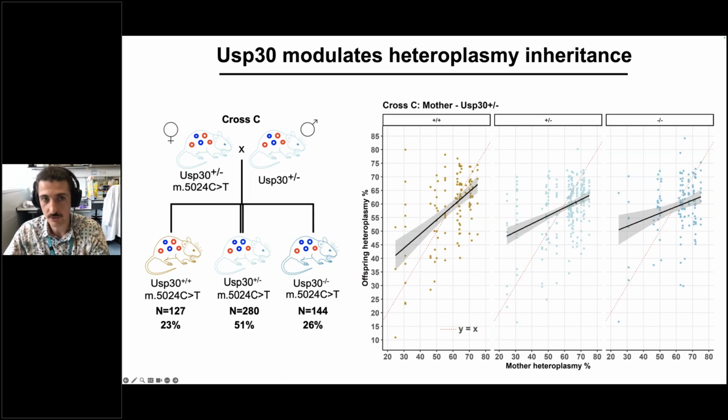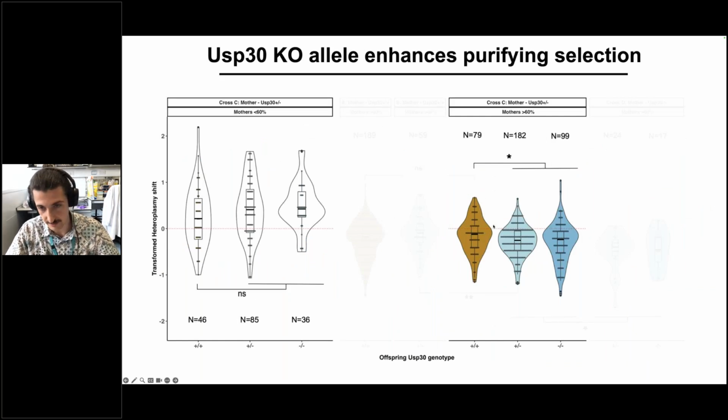So, okay, USP30 modulates heteroplasmy inheritance, but does it decrease the amount of mutation, or does it increase it at this level? Because what happens above the threshold and what happens below the threshold are two very different biological phenomena. So we split this plot and pooled together all the data from all the mice, all the inheritance points below 60% of heteroplasmy or above. And what we can see here is that, as we know, this mutation, when mothers have high heteroplasmy, is inherited less by the offspring. But if you don't have the USP30 allele, this is inherited even less, therefore showing that USP30 knockout allele enhances purifying selection.